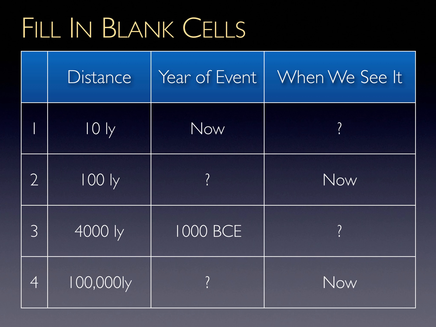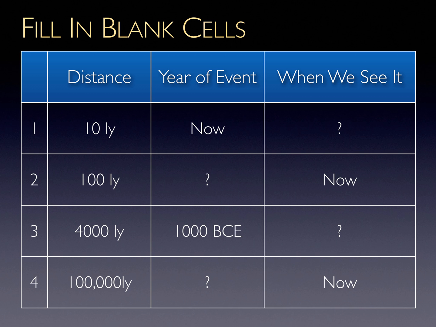As a more realistic example, we can imagine exploding stars at different distances away. The distance is listed on the first column. The year it exploded is in the middle column and the year we observe it exploding is in the third column. The idea is to take the information given in a row and try to figure out what goes into the cell with the question mark.